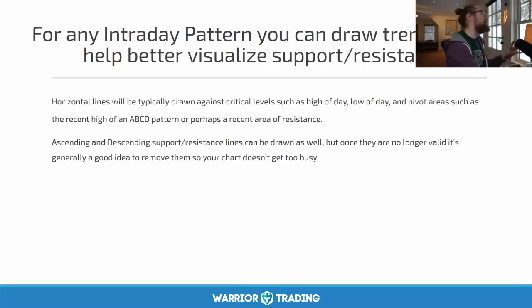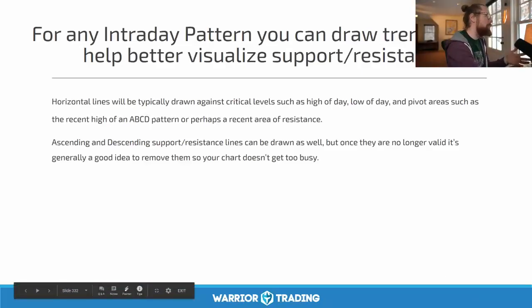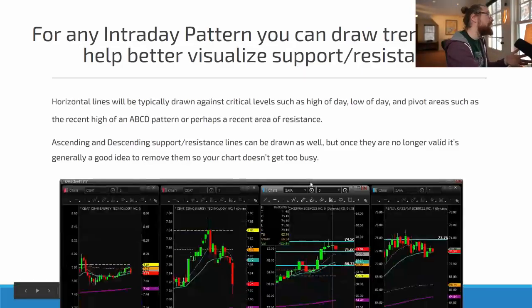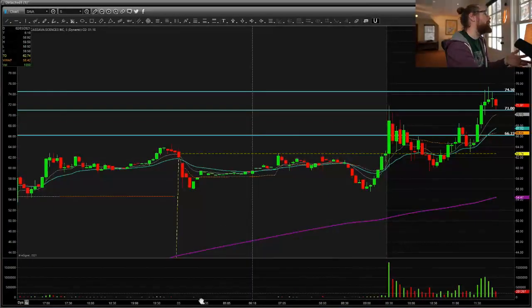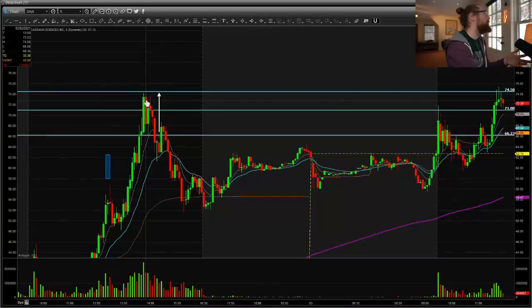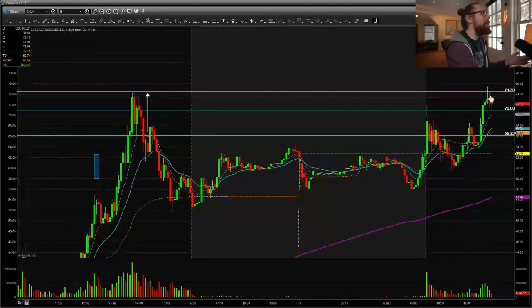For any intraday pattern, you can draw trend lines to help better visualize the support and resistance lines. I won't always do that. Sometimes I will. Sometimes they are, to me, so obvious that I don't feel like I necessarily need to. In the case of Sava, where I knew that the previous day's high was 74.50, I knew that was there, but I went ahead and drew it anyways, and that way I just remember that price is there.